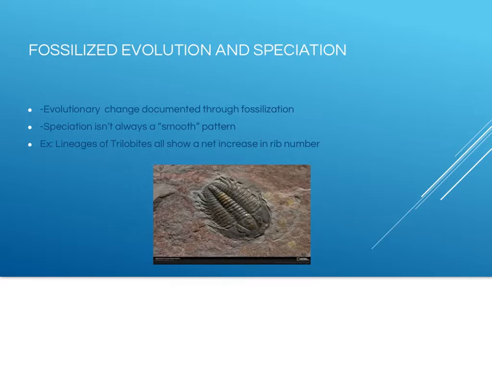Though changes themselves in a specific lineage sometimes seem to jump back and forth, it is still possible to see patterns in its evolution. For example, while some lineages of trilobites waver in the number of their ribs, all show a net increase. That being said, though we can observe evolutionary changes like this, we cannot always know the pressures that led to it.